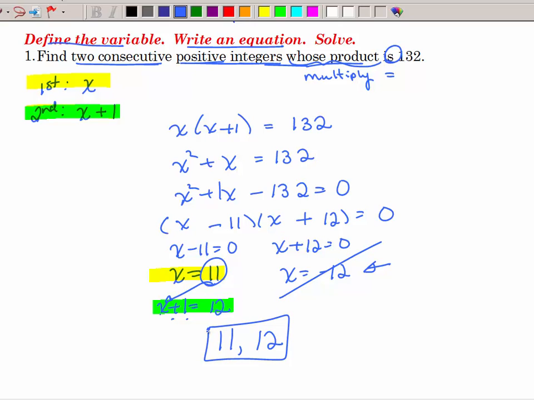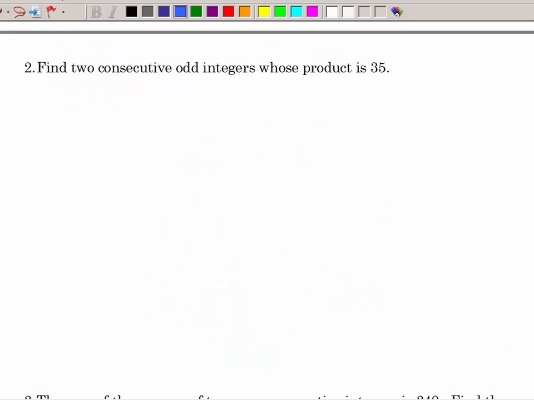Pretty easy. Let's look at another one. Let's look at the second example. Again, you're going to be able to know what the answer is without doing the algebra, but we're going to just go through the algebraic process so when you can't figure out the answer, you'll have a tool to get the answer. Right, so we want to find two consecutive odd integers.